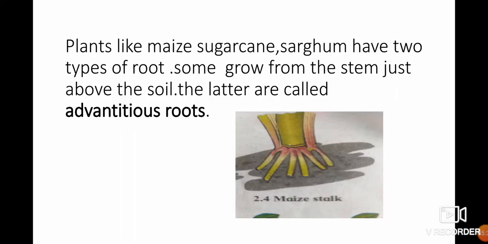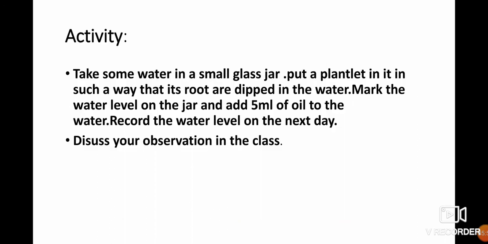Next, we have seen plants like maize, sugarcane, sorghum have two types of roots. Some grow from the stem just above the soil. The latter are called adventitious roots. So some roots grow towards the soil, but they grow directly from the stem. So it is an adventitious root.